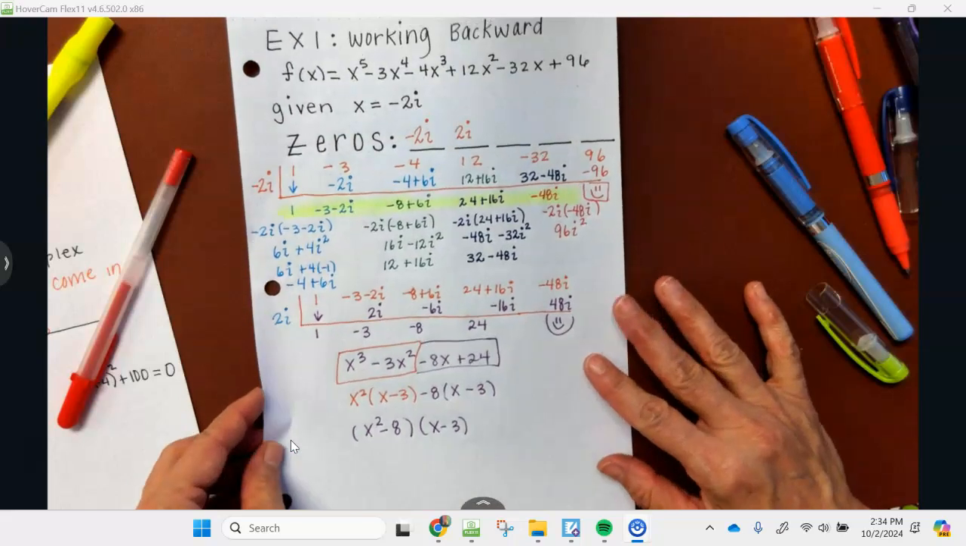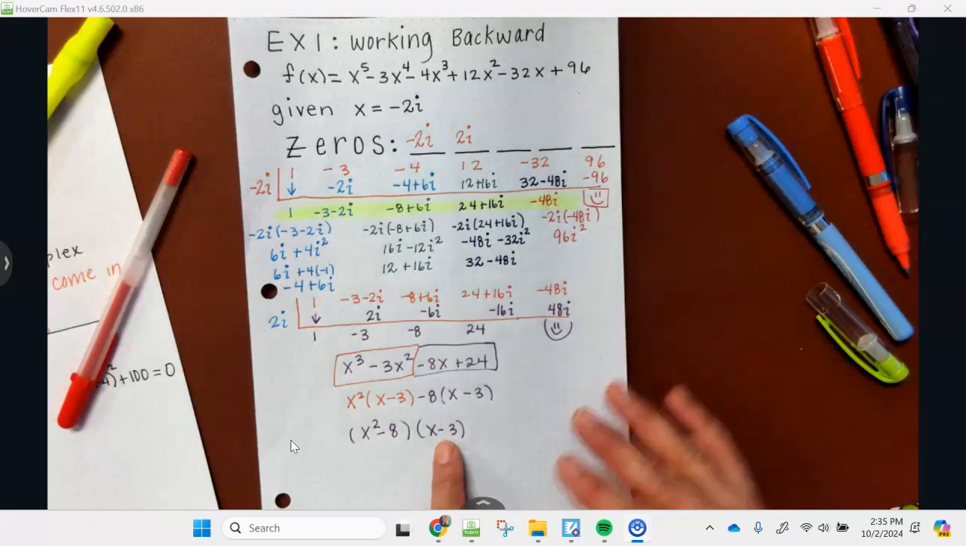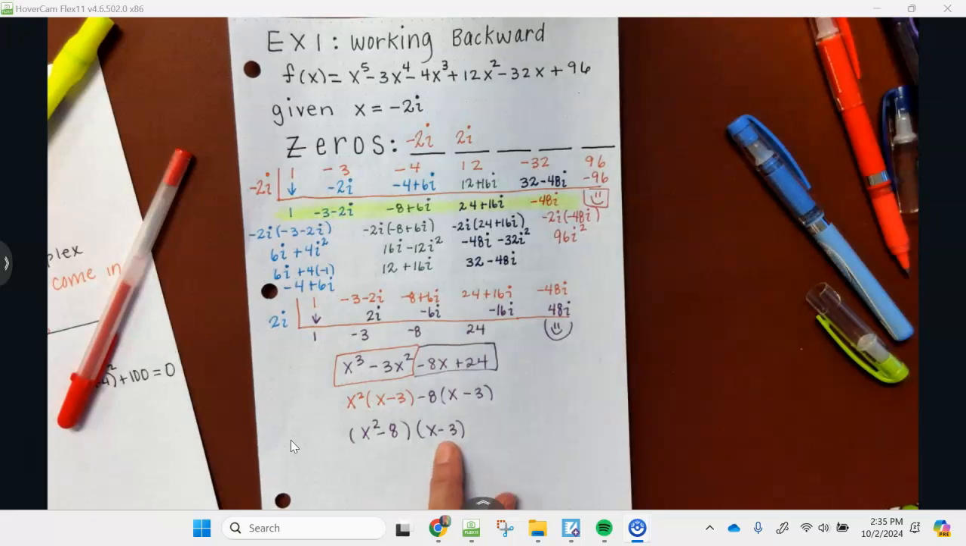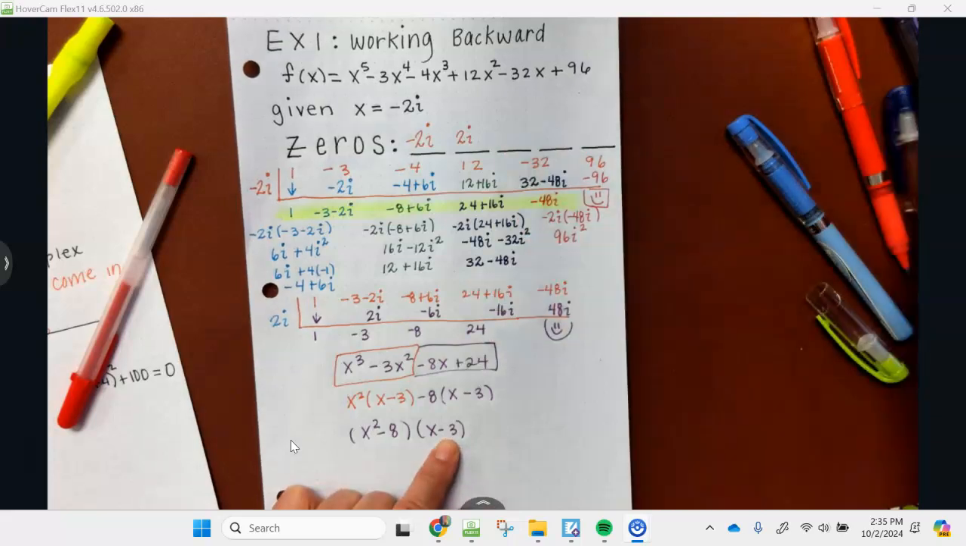Now look, y'all see that? What's the answer for that? That's x minus 3. What does x equal for that? 3. Put that up there. We found another answer. Put a 3 up there.